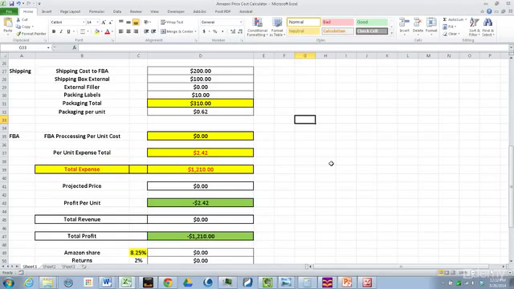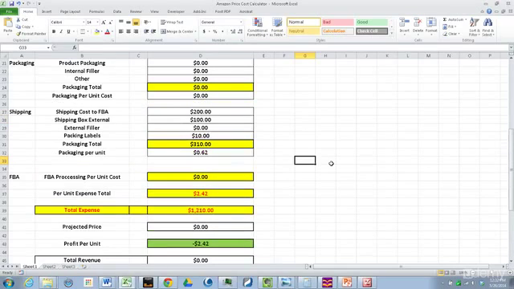Oh, I'm sorry. My apologies. Excuse me. The shipping cost to FBA. That's if I'm going to use FBA as well. So I would need an FBA processing per unit cost, and I can put that information here, whatever that is. For now I'm going to say I'm not going to ship it to FBA. I'm going to ship it directly to the client and do it myself. So I'm going to put that as 0 here.